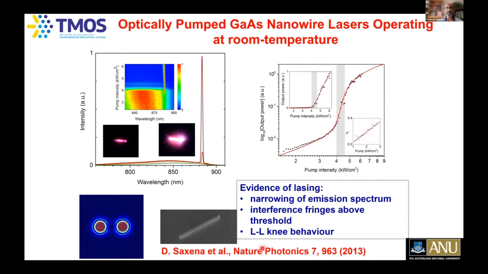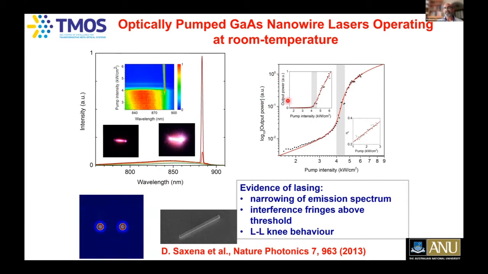We transferred these onto a glass slide, excited them and looked at the light emission. You can see that below threshold, you see a very broad light emission, like photoluminescence or spontaneous emission. Above threshold, you end up seeing a very narrow line width, indicating a laser, like stimulated emission. You can also see beautiful interference fringes, showing that it's a coherent light source. In fact, Drew Saxena has done simulations and measured experimentally, and these interference fringes match very well.